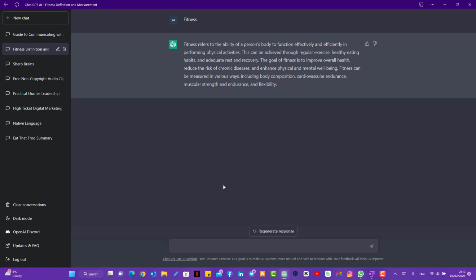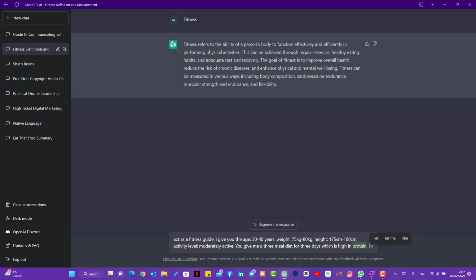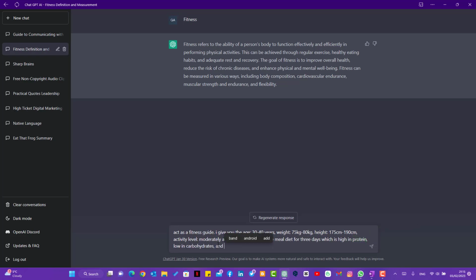In this example, we are going to tell ChatGPT to act as a fitness guide. Then you provide the criteria. So here you mention, I give you the age 30 to 40 years, and then, for example, weight, and then height, and then, for example, activity level. Once you have given your input criteria, now you tell ChatGPT what you want. So here you tell ChatGPT, you give me a 3-meal diet for 3 days, which is high in protein, low in carbohydrates, and low in sugars. Explain in detail why a high protein diet is important for this age category.